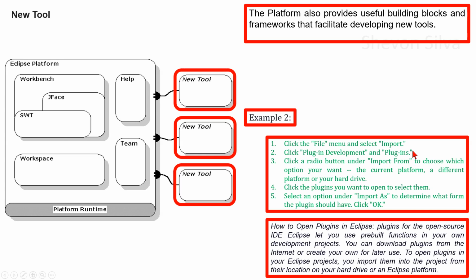Step 2, click Plug-in Development and Plug-ins. Step 3, click the radio button under Import From and choose which option you want: the current platform, a different platform, or your hard drive. Step 4, click the plugins you want to open to select them. Step 5, select an option under Import As and determine what form the plugin should have. Click OK.